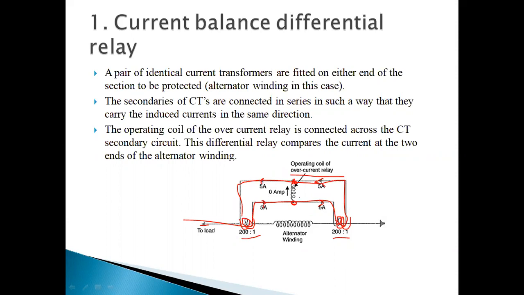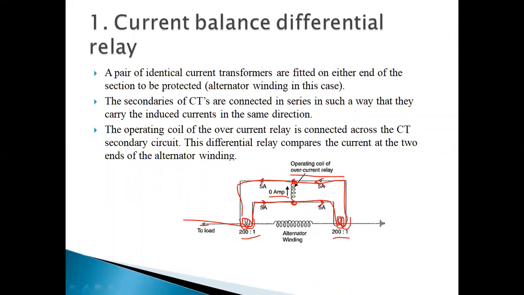It means that whatever be the input current is equal to output current. So it means that there is no fault in the system. The system is normal. Therefore, the current flowing through this overcurrent relay is equal to 0 ampere.